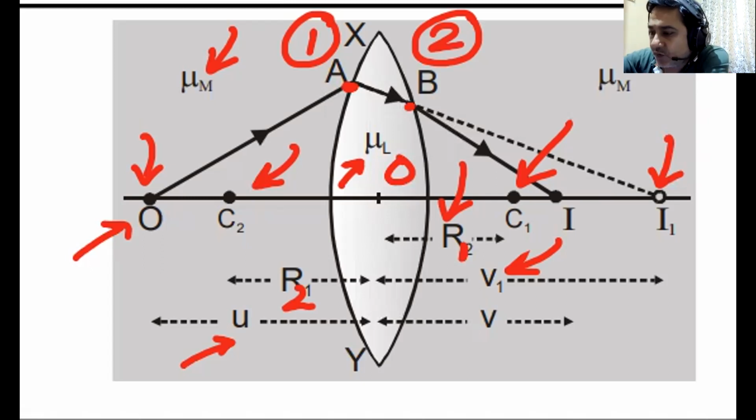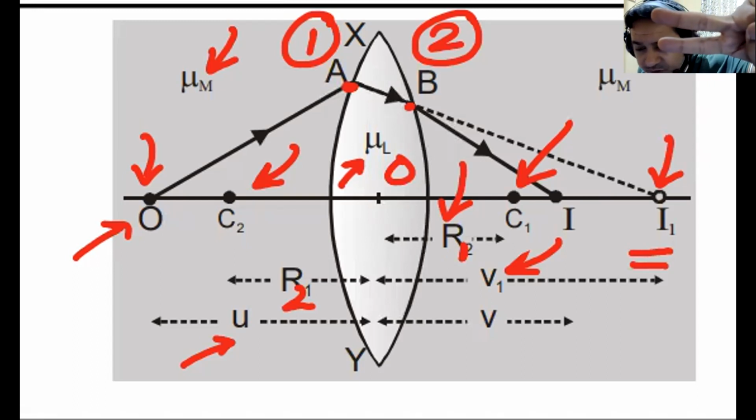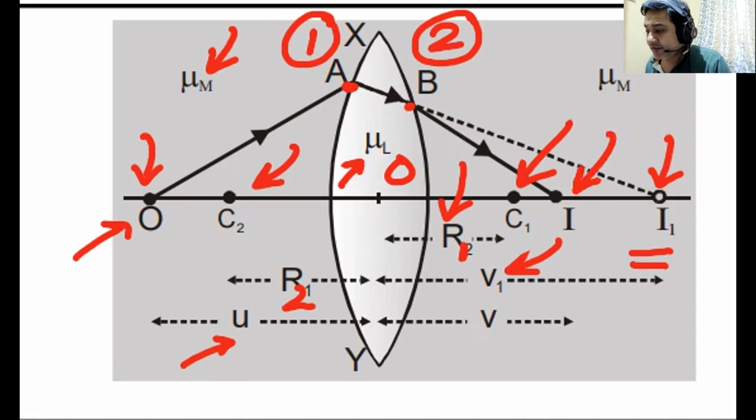Great. We are moving with great speed. Now, this image I1 will act as an object to my surface number 2. I1 will act as object for surface number 2. Do we understand this? Yes, sir. Well done, my dear friends. Then I have the final image I, and the distance of this final image from the optical center is V. Do we all understand the meaning of all the letters written there?